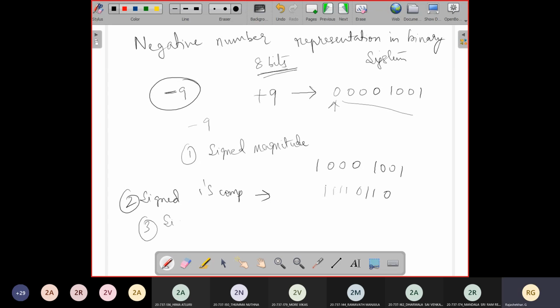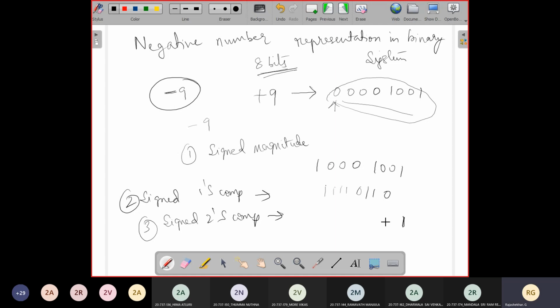The third one is signed 2's complement representation. Whenever you want to do the signed 2's complement, you observe how the positive number is represented and take the 2's complement of the entire number, including the sign bit. Take the 2's complement of this binary pattern. That will represent -9 in 2's complement representation. So the 2's complement of this will be what?